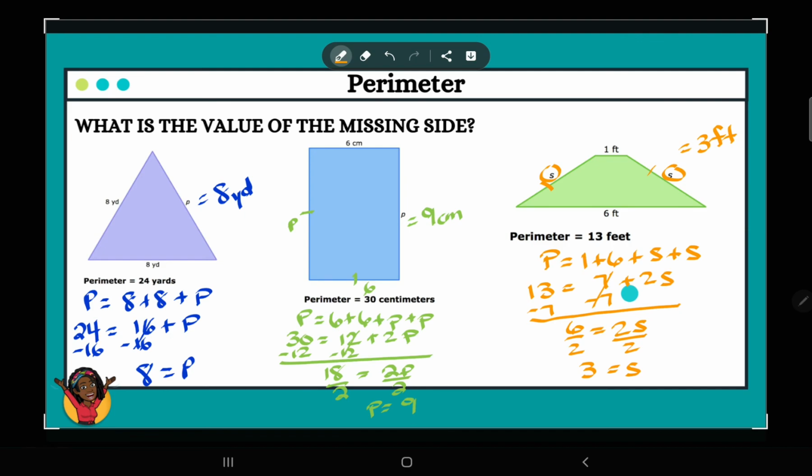Now again, I'm using inverse operations, my knowledge on solving equations to help me find the value, but you can also think about it from the standpoint of 13 minus 7 is equal to 6, and now that number needs to be split between two sides.